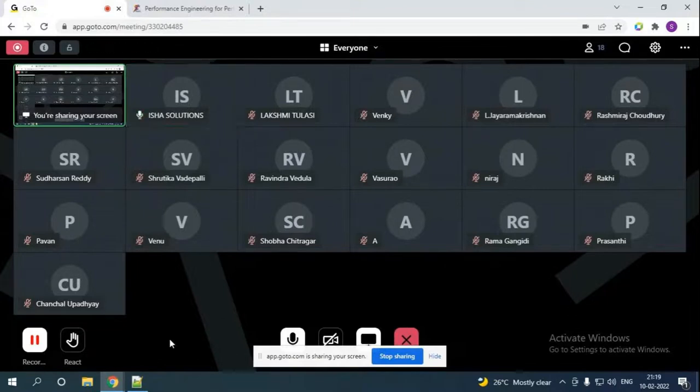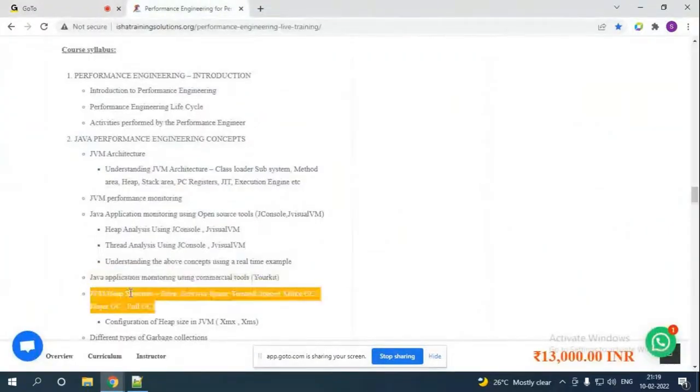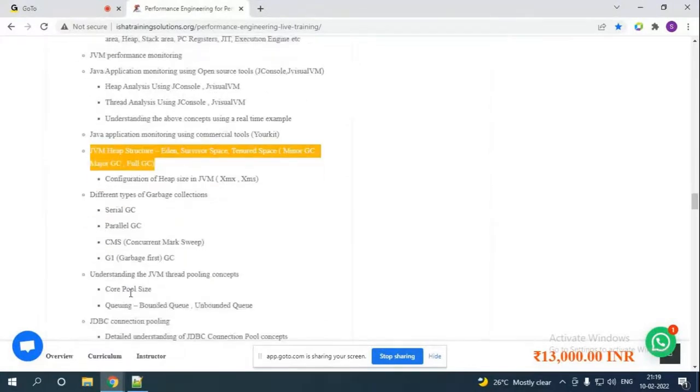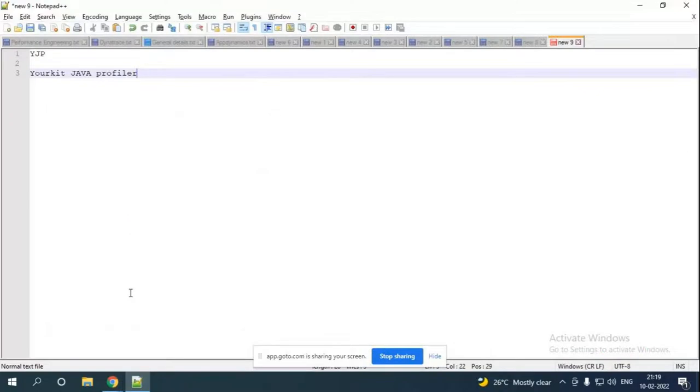Sure. So coming back, also the JVM heap structure. What are all the things we are going to learn? Garbage collection: how garbage collection actually works in Java. We are going to learn what is Eden space, survivor space, tenured space, and also what is minor GC, major GC, full GC. All the explanation we are going to learn with clear-cut definitions.